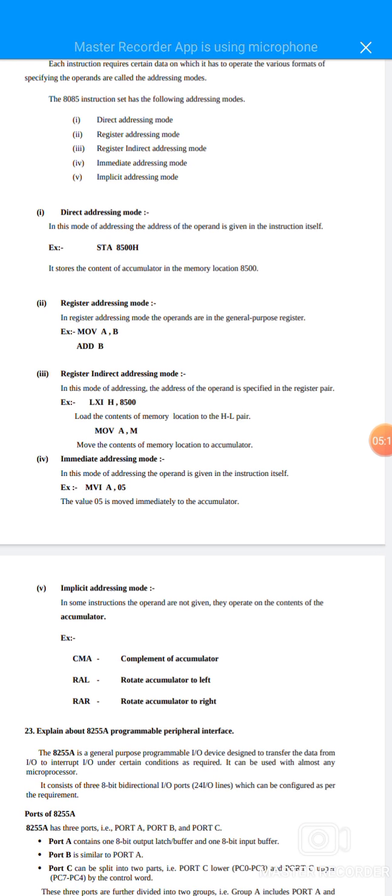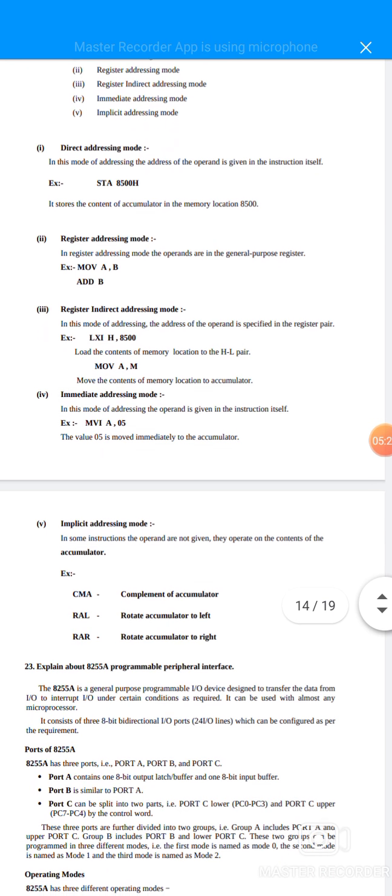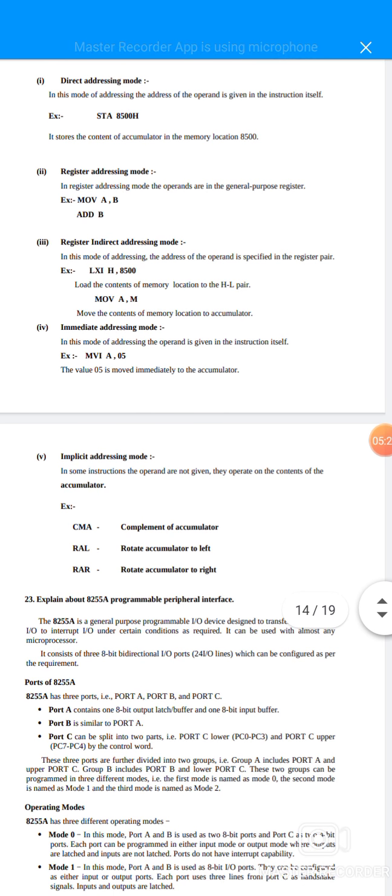Register indirect addressing mode. In this mode of addressing, the address of the operand is specified in a register pair. Example: LXI H, 8500 loads the address into the HL pair. MOV A, M moves the content of the memory location to the accumulator.